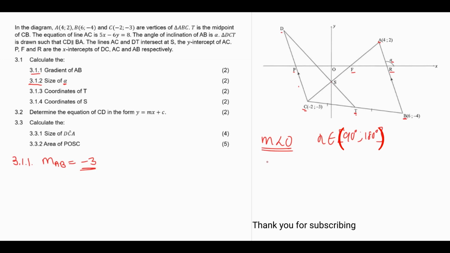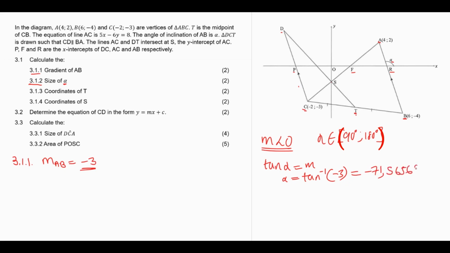So alpha, we know that tan alpha is equal to m. So meaning that alpha is equal to arc tan, or inverse of tan, m. Our m is -3. And then what do we get? We get -71.565118, which is roughly -71.57.